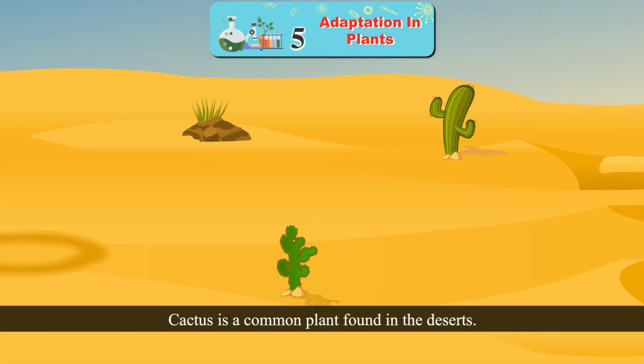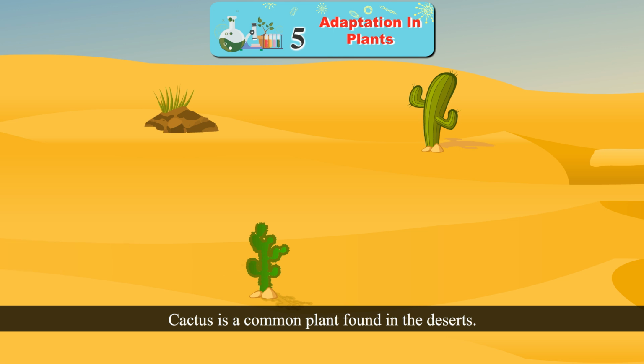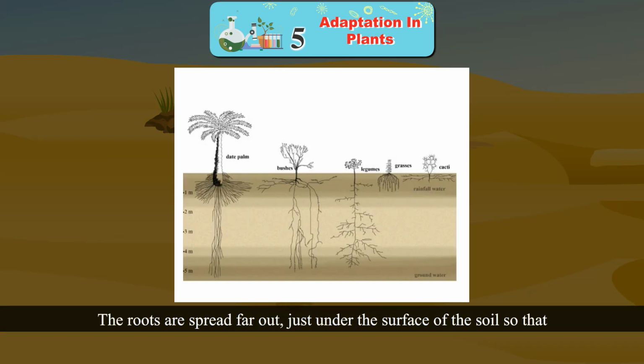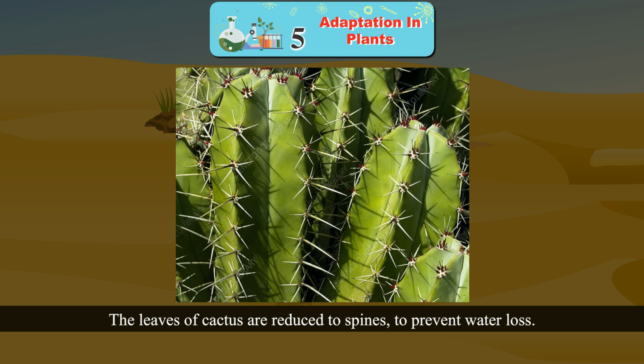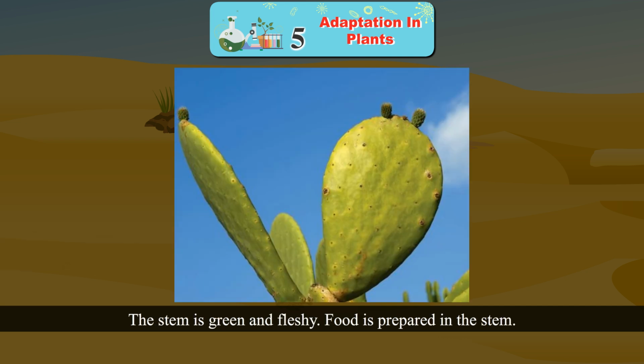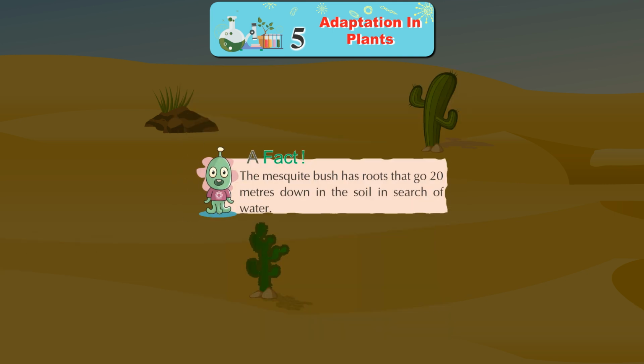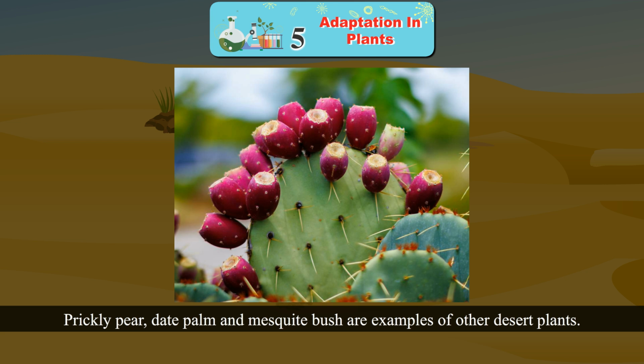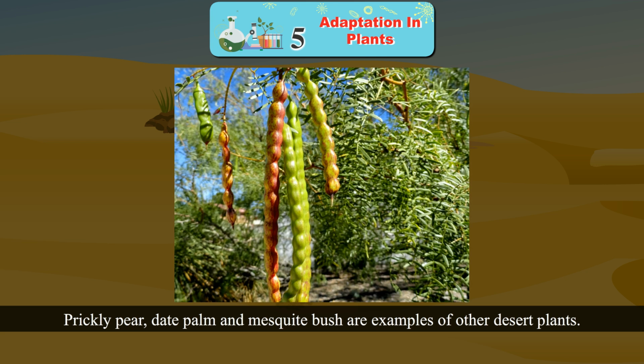Cactus is a common plant found in the deserts. The roots spread far out, just under the surface of the soil, so that they can quickly catch even the smallest amount of water. The leaves of cactus are reduced to spines to prevent water loss. The stem is green and fleshy. Food is prepared in the stem. A mesquite bush has roots that go 20 meters down in the soil in search of water. Prickly pear, date plum, and mesquite bush are examples of other desert plants.